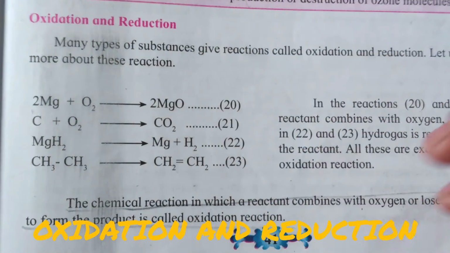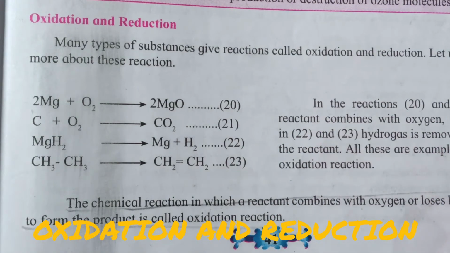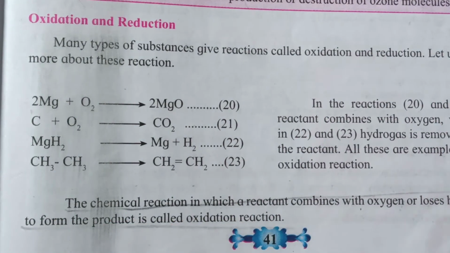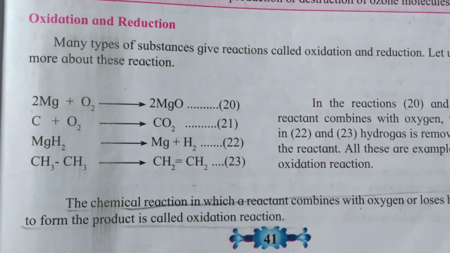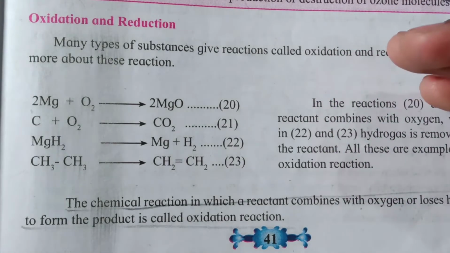Friends, so today we are going to learn about oxidation and reduction, which is the fifth or sixth topic of the lesson Chemical Reactions and Equations. In the last session, we had learnt about the factors that affect the rate of a chemical reaction. That is, they either decrease or increase the rate of a chemical reaction.